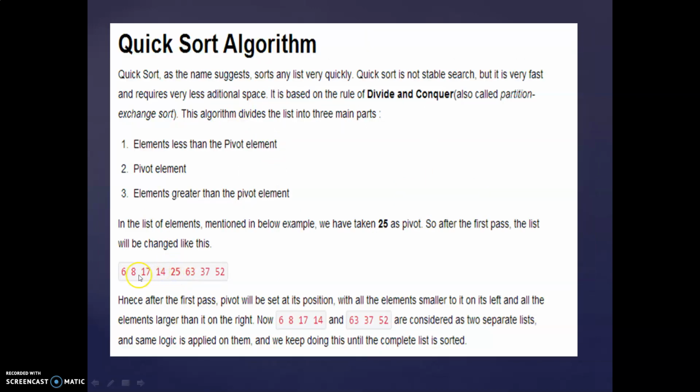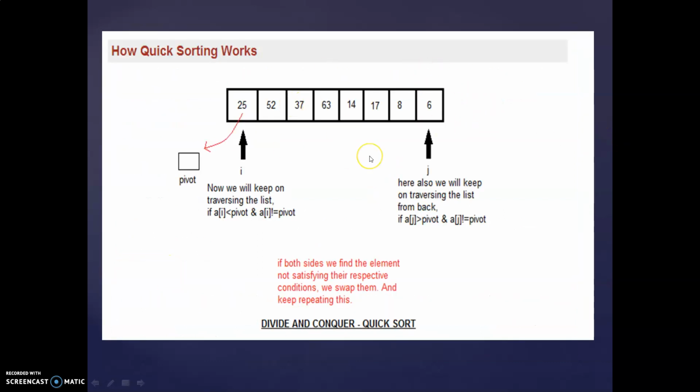You can see all of the left hand side elements are less than 25 and right hand side elements are greater than 25, but both the left and the right hand side are in an unsorted manner. So again we will take 6, 8, 17, 14 as one array and 63, 37 and 52 as another array. We will sort in the same process as the original element set was done.